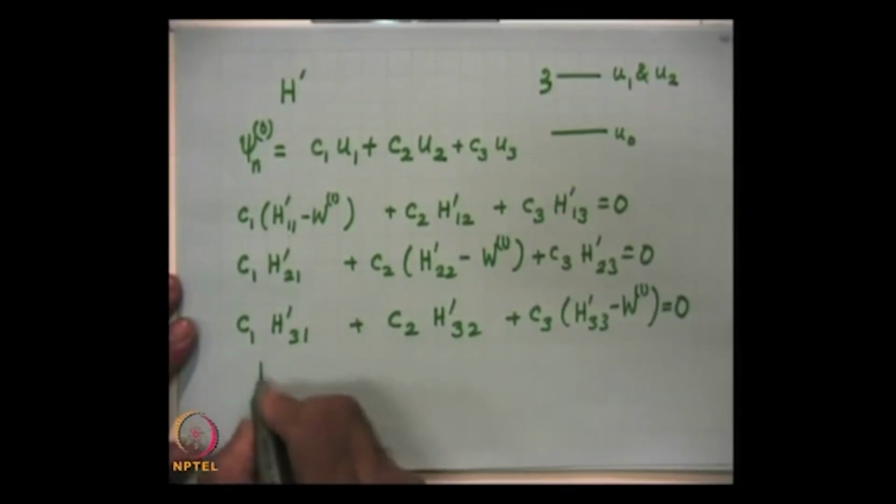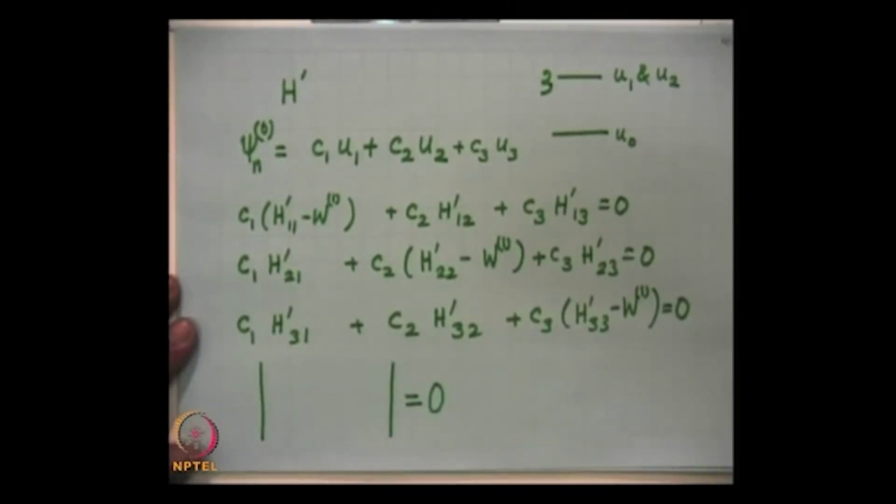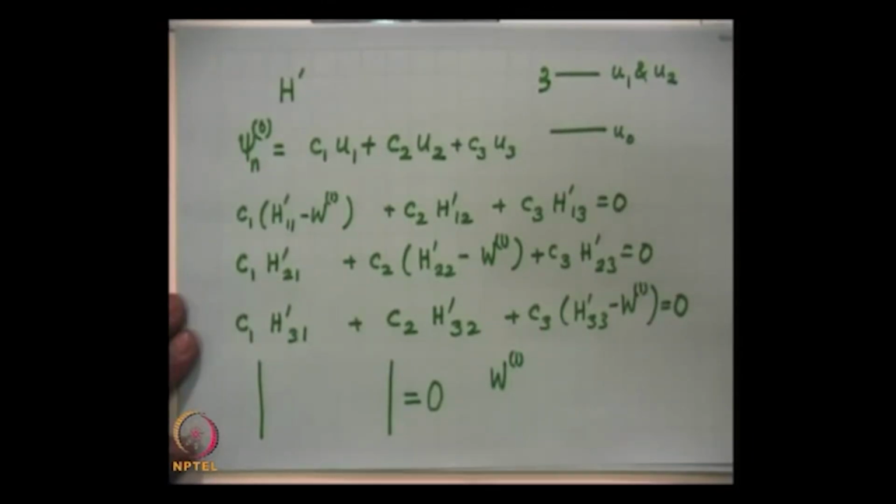This will lead to a 3 by 3 determinant for non-trivial solutions, and therefore we will get 3 roots of W1, and for each value of this we will get C1 by C2 and C1 by C3, if all three of them are different. So, that is the recipe for the degenerate state perturbation theory calculations.